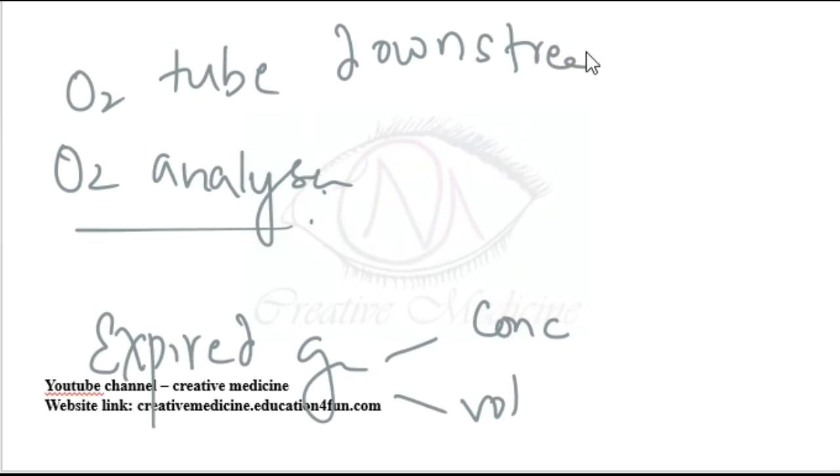Oxygen tube is always downstream. Whatever we do, the oxygen tube should be downstream, so that if something wrong happens during the anesthesia machine, the oxygen can be pumped easily to the patient.